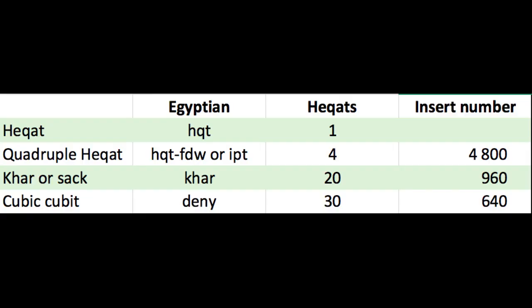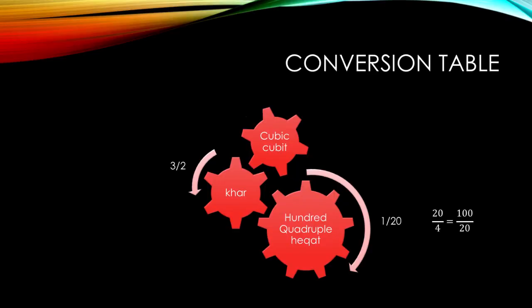So now let's go to our conversion table. The table says that a sack has 20 heqat. So to convert my 960 heqat, I need to multiply by 20 and divide by 4. But that's not exactly what they did in the problem. What he does in the problem is that he divides by 20. Then he multiplies by 100. Now you have to trust me here, but multiplying by 20 and dividing by 4 is the same thing as dividing by 20 and multiplying by 100. You can work it out on the side.